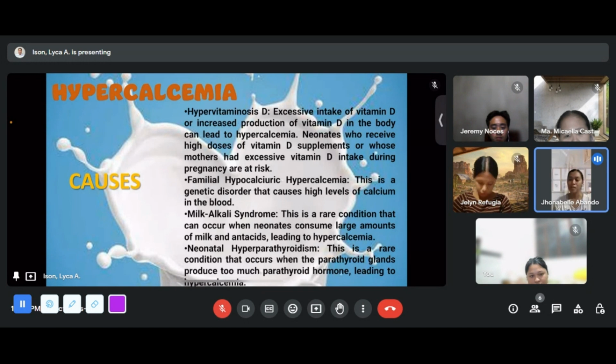So, the main function of the parathyroid glands is to make the parathyroid hormone. Then, ang main function naman ng parathyroid gland ay mag-regulate ng calcium sa katawan. So, kapag ang mga parathyroid gland ay nagpo-produce ng sobrang dami ng hormone, nagre-result ito ng pagtaas ng level ng calcium sa dugo ni baby, leading to hypercalcemia.